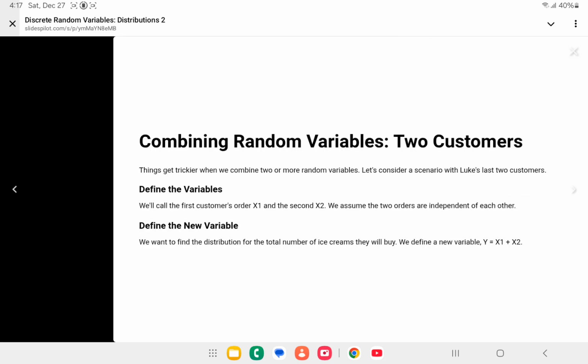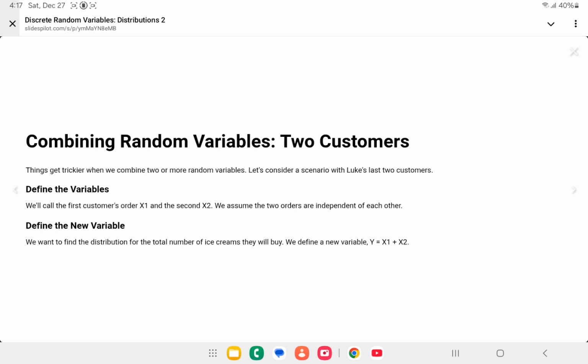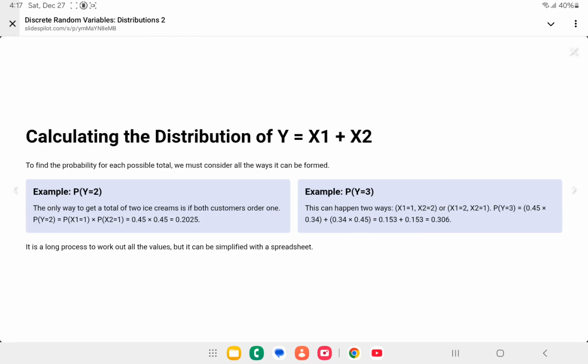We can combine two or more random variables. This is where things get trickier. For example, say Luke has 2 customers left. What is the distribution for the number of ice creams they will want altogether? First, we assume that the 2 orders are independent of each other. We will call the first order X1 and the second order X2. We define Y as X1 plus X2.